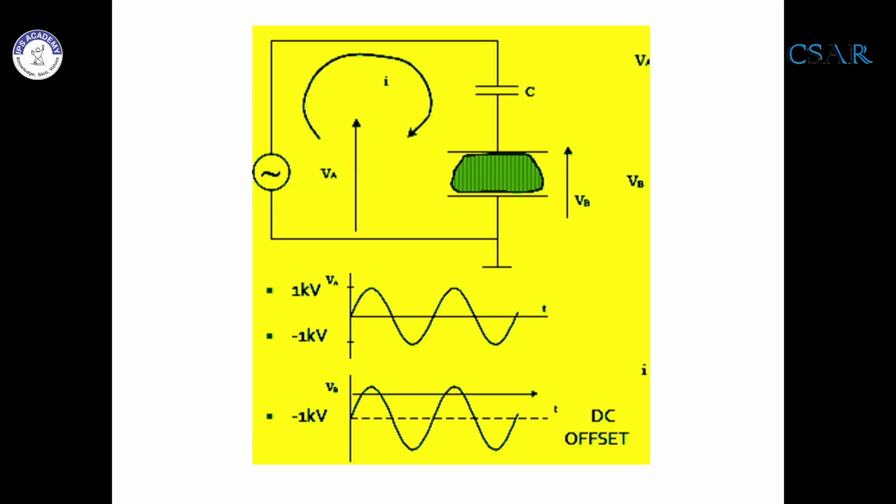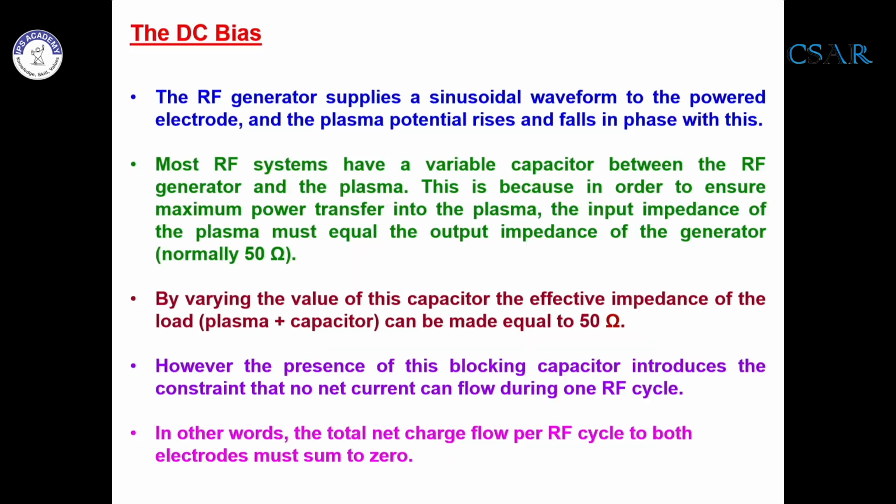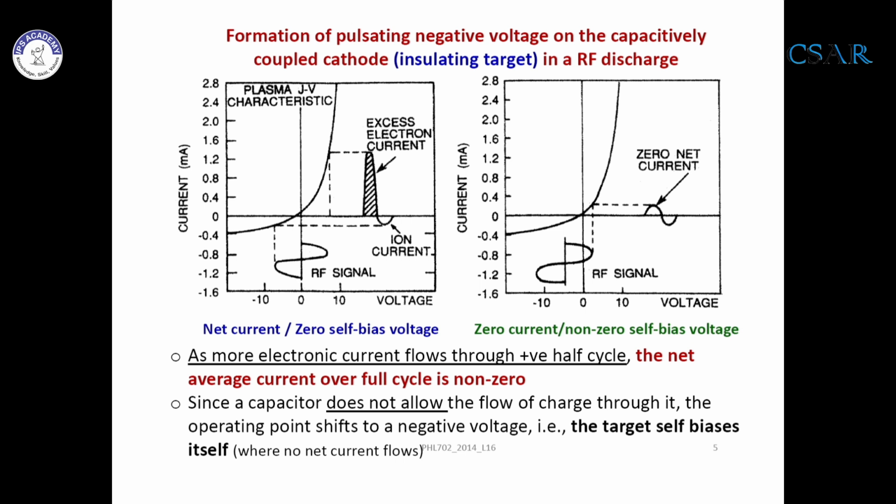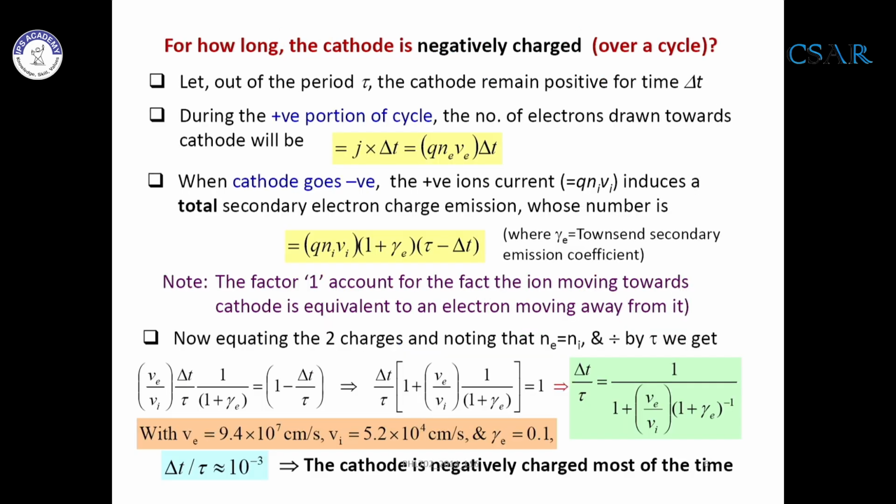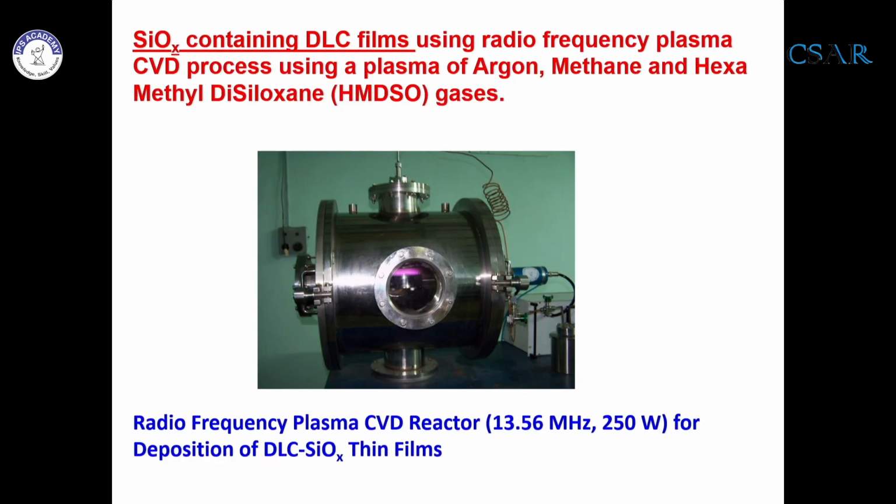You see here, this is the bias level, and on that you have superimposed the RF. Earlier this was your base level, now this is shifted to this negative bias, and because of that, most of the time your cathode is negative. This is your base level now, the bias that is developed. Those who are interested in seeing how this DC bias develops, it shows the cathode is positive only for 10 to the minus 3 of your total pulse width. Now I will show you this.